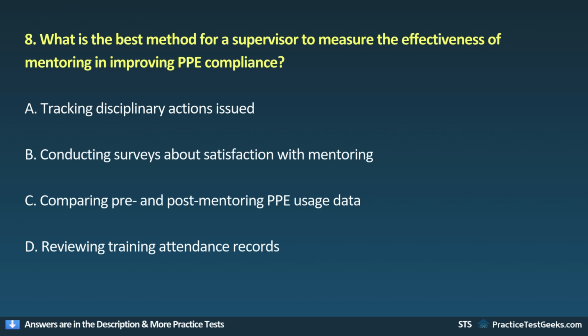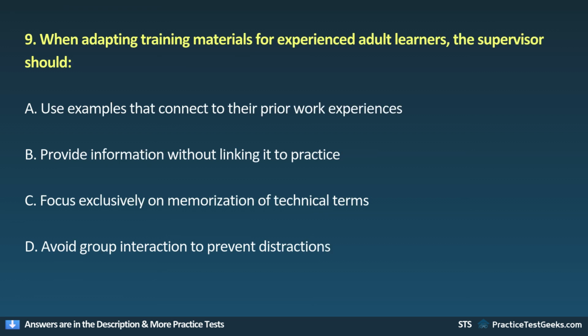A. Tracking disciplinary actions issued. B. Conducting surveys about satisfaction with mentoring. C. Comparing pre- and post-mentoring PPE usage data. D. Reviewing training attendance records. 9. When adapting training materials for experienced adult learners, the supervisor should A.